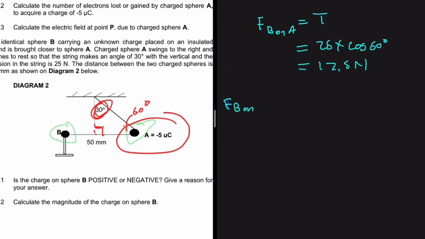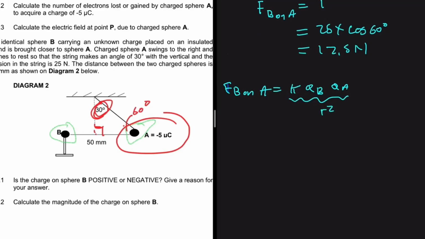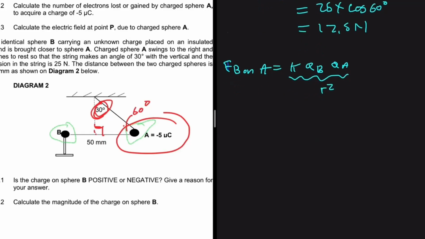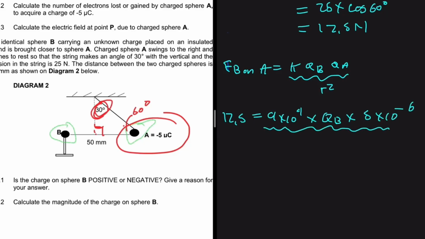F_B on A is equal to k, the charge of B, the charge of A, divided by the distance between them squared, right? So what is F_B on A? We know fully well that that's 12.5, right? k is a constant, 9 times 10 to the 9, and then the charge on B is what we're looking for, and then the charge on A, that is 5 times 10 to the minus 6, right? Divided by the square distance between them, 50 millimeters.